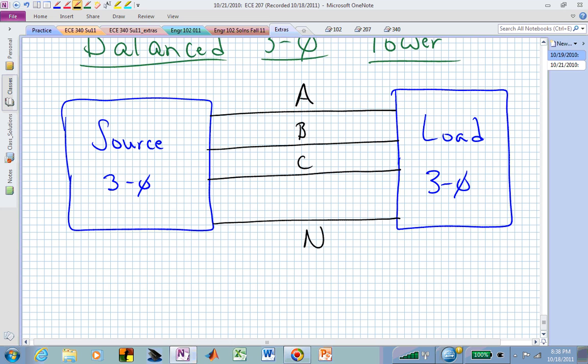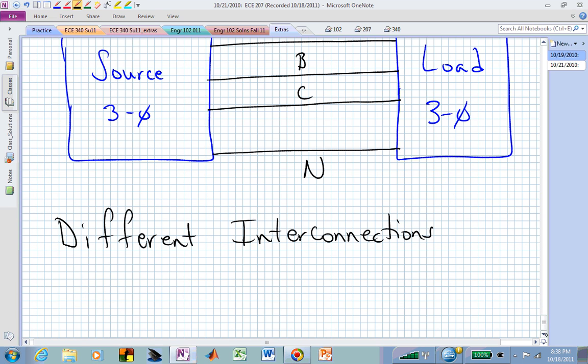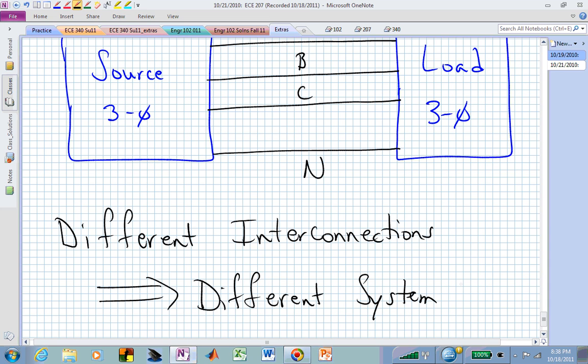With a balanced three-phase system, there are all sorts of combinations or interconnection structures. What we want to do is talk about one of those right now. But if we have different interconnection structures, and we'll talk about what those might be, we obviously are going to have many different system types.